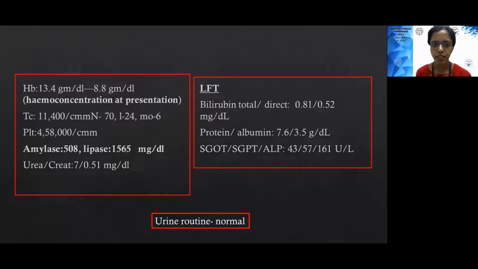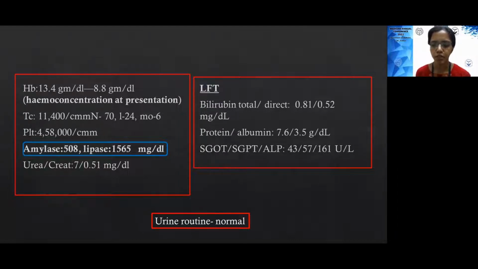Further investigations revealed that her hemoglobin was 13.4, whereas her baseline was only 8.8. So she was hemoconcentrated at the time of presentation. Total counts and platelets were normal. Amylase and lipase were significantly elevated, amylase 508 and lipase 1565. She did not have any acute kidney injury at the time of presentation. Liver function tests were grossly normal.